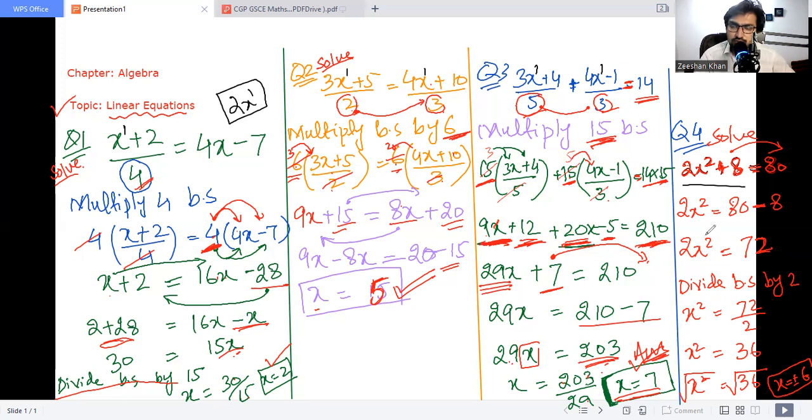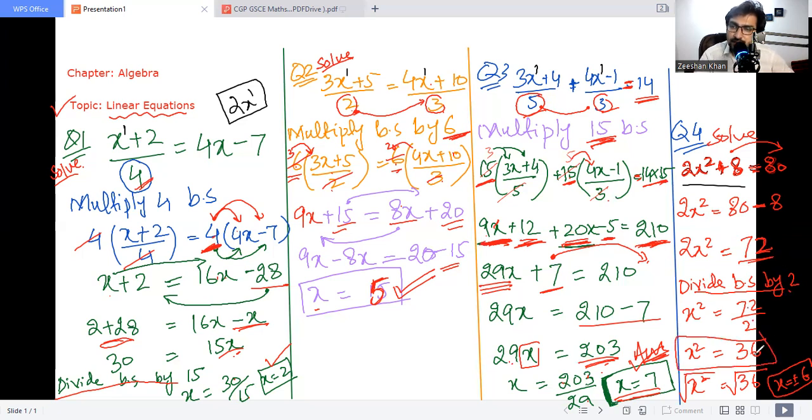Okay. So question number 4: 2x square plus 8 equals 80. We need to find x. Solve. This is the question. So you will shift this 8 to the other side. It will become 80 minus 8. So 80 minus 8 is 72. Now we will divide both sides by 2. So it will become x square equals 72 by 2, which is 36.